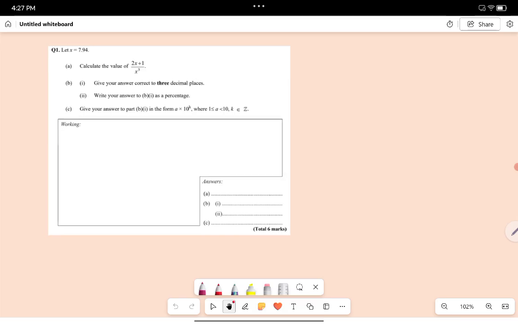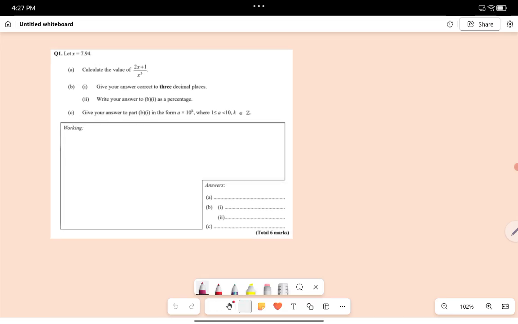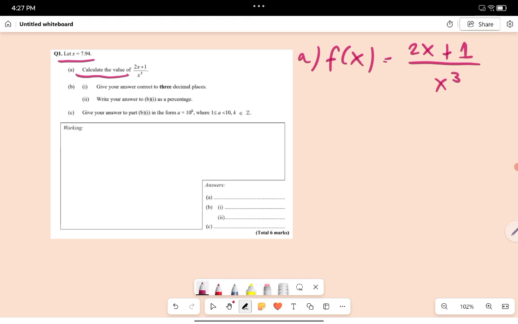So the question is, let x be equal to 7.94. Calculate the value of 2x plus 1 divided by x to the power 3. So we have a function, f(x), that is 2x plus 1 divided by x to the power 3. Now they say what x is: x is equal to 7.94. This is quite simple, we're just going to plug that in.